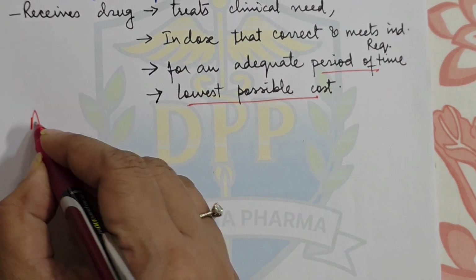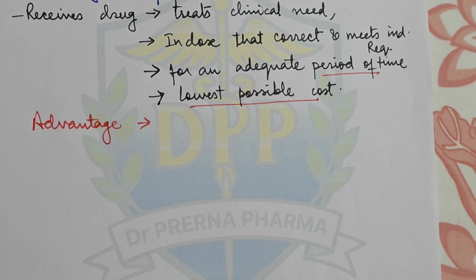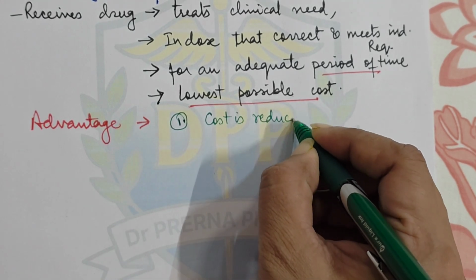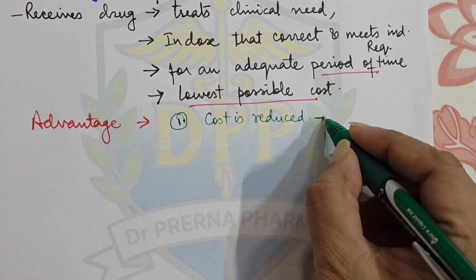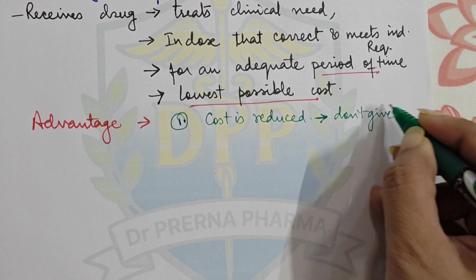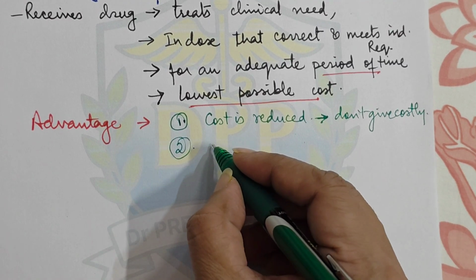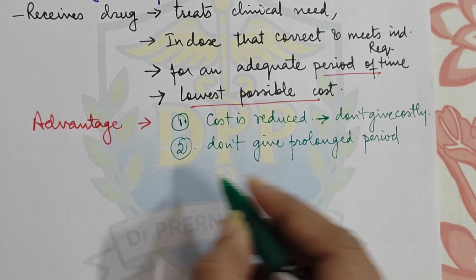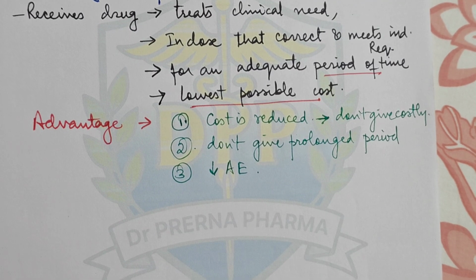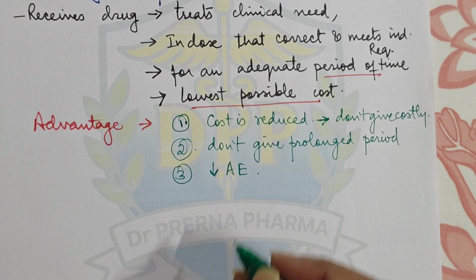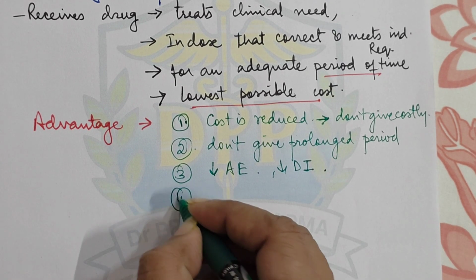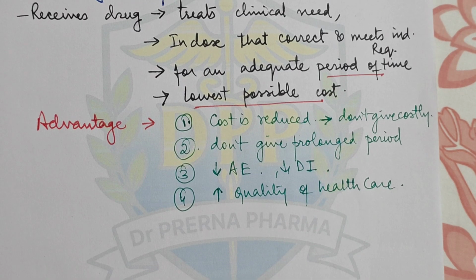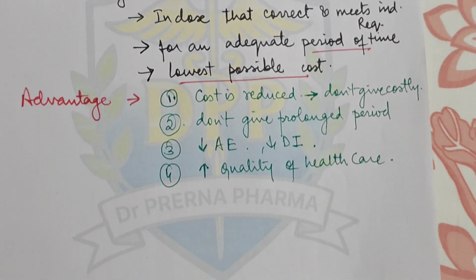So what is the advantage of RDU? Why is RDU there, what benefit will it give? The first benefit the patient gets is that the cost is reduced. When you are giving a drug rationally, you automatically see that you don't give a costly medicine. You give a medicine which the patient can afford. Then you don't give it for a prolonged period. And what happens when you don't give it for a prolonged period? You are able to reduce the adverse effects, because when you are not giving a drug for a long period, the adverse effects are automatically reduced. There is a reduction in drug interactions. And the fourth and most important point is there is an increased quality of healthcare. So this is what we get when we use the drugs rationally, and so this concept of rational use of drugs is being applied everywhere.